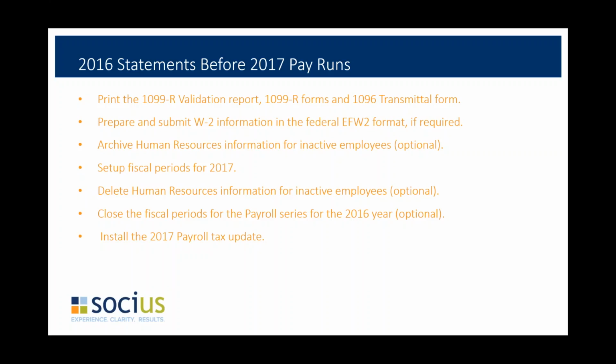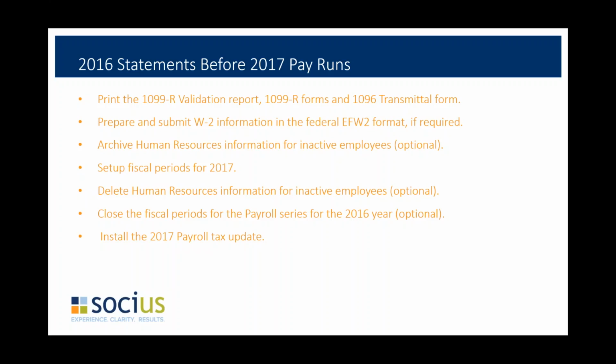for the tax document used for report distribution for retirement accounts, annuities, pensions, etc., and then the 1096 transmittal form, which is a summary of all of the activity at the 1099-R level. If you are going to submit your W-2s electronically, then you can prepare and submit those as the following step, if it's required.